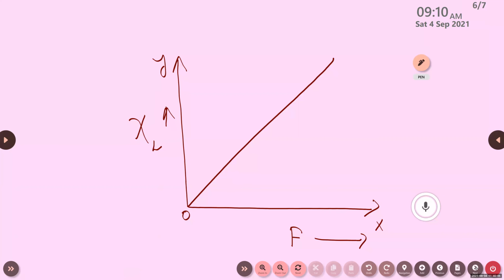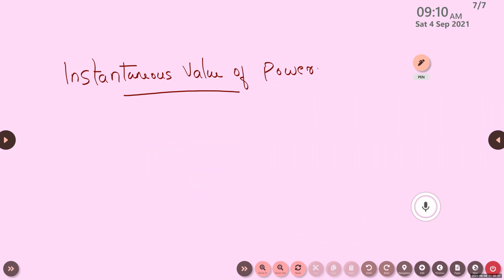Okay, ma'am. So, instantaneous value of power. We know the general expression for calculating power. What is the general expression for calculating power? P is equal to VI. P is equal to V into I. The product of voltage and current gives the value of power. And here we are calculating the instantaneous value of power.